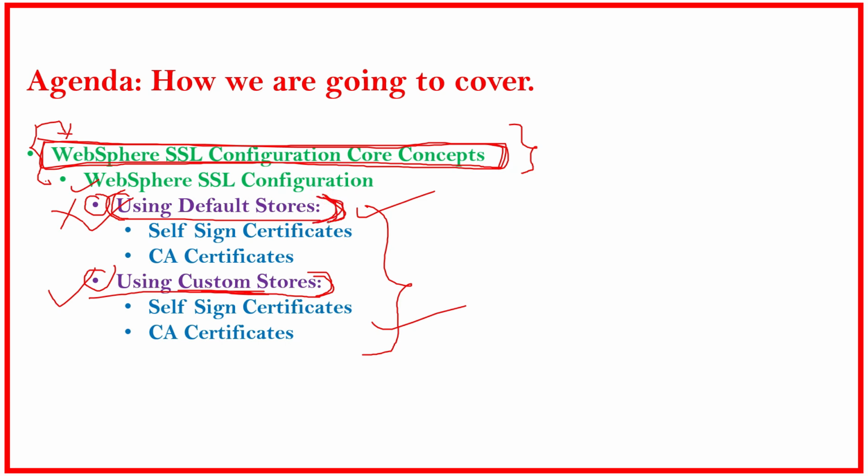This is the only difference between them, right? And now, irrespective of whether you are going to use a default store or create custom stores, we have two kinds of certificates: a self-signed certificate and a certificate authority certificate.